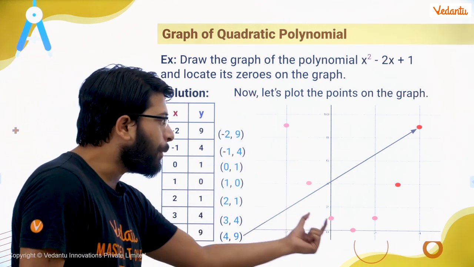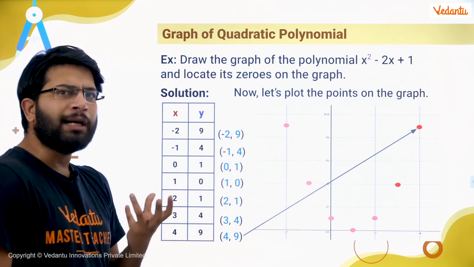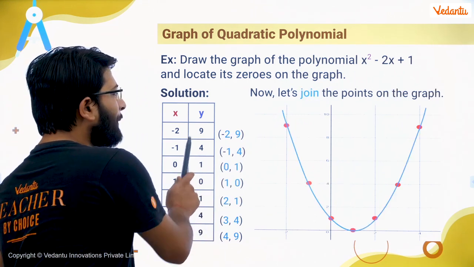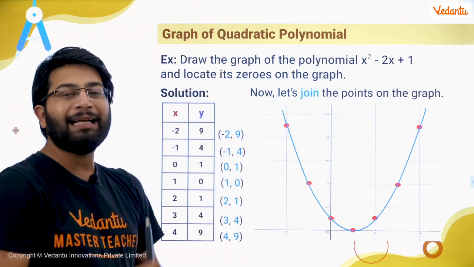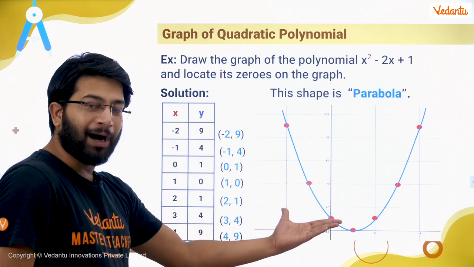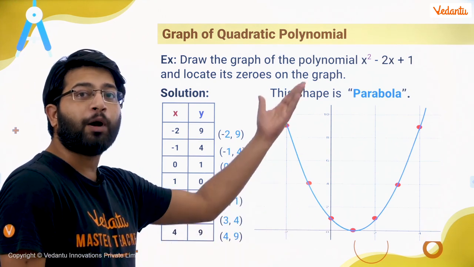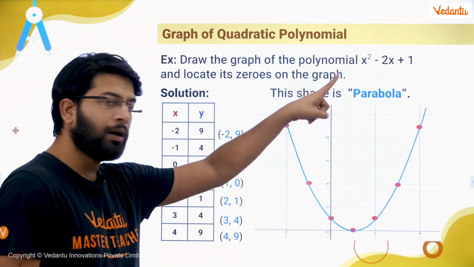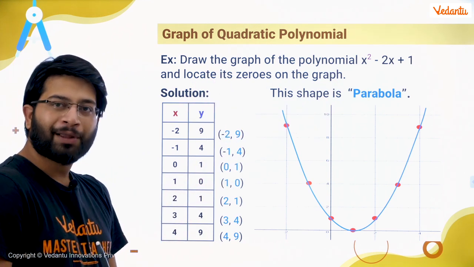Now I have many points which satisfy this given quadratic polynomial. Now simply what to do, champ? Simply join all these points which lie on this graph. So we will get the parabola. Okay? The shape of the graph of a quadratic polynomial is known as the parabola. So you know now how to draw the graph of a quadratic polynomial, right?